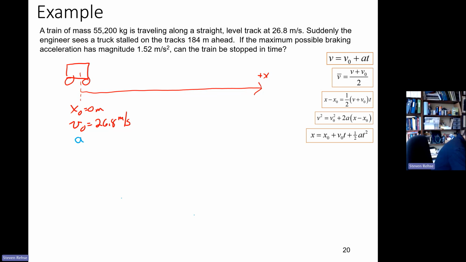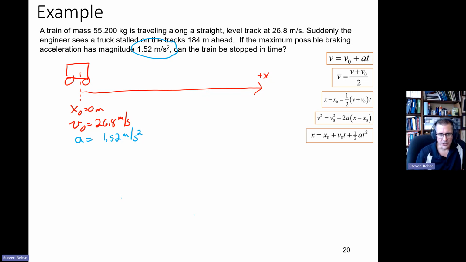If you are not careful, and just go through and say, oh yeah, Dr. Rehse, I see the acceleration. It's here, 1.52 meters per second squared. And now you're feeling pretty good about yourself because you think you've got the problem solved. Look at that very carefully. I did something wrong. What did I do wrong?